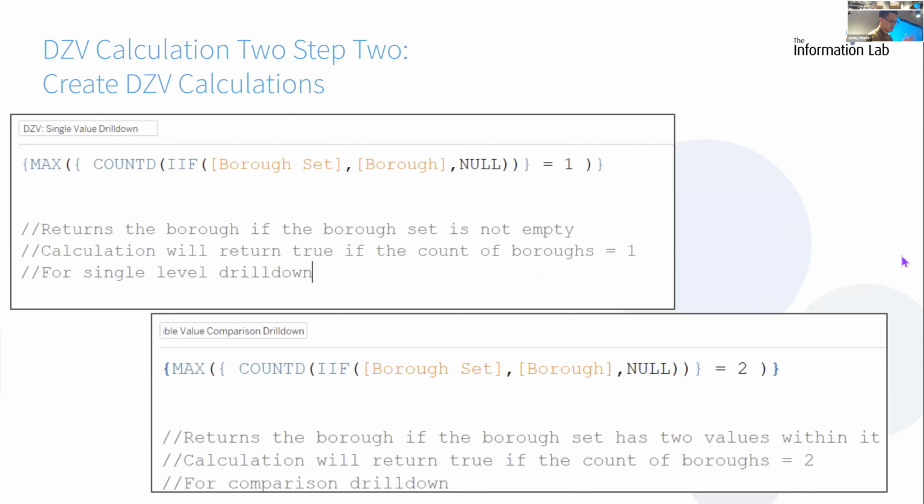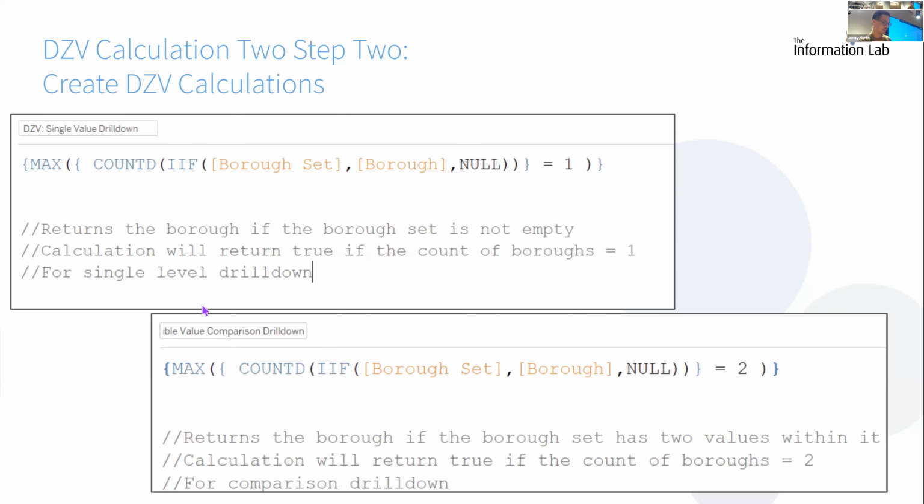And this is what that looks like. It looks a little weird, I think, because it seems like when you do a double LOD, that's when it works the best. But basically we're just saying here, if the borough set is not empty, then return the borough. We're taking a count distinct of that. So when I click on one thing, it should equal 1. And we're just taking the max of that because for some reason you have to nest the LOD in the LOD. In this case, this first one was just for the single value drill down. When I'm clicking on one borough, it's drilling down and opening up those 2 or 3 neighborhood breakdown charts that you guys had seen earlier.